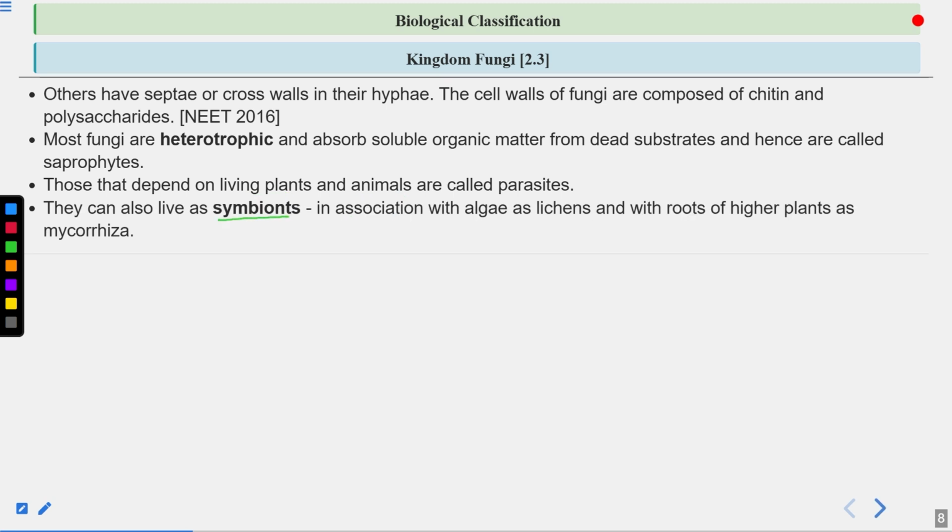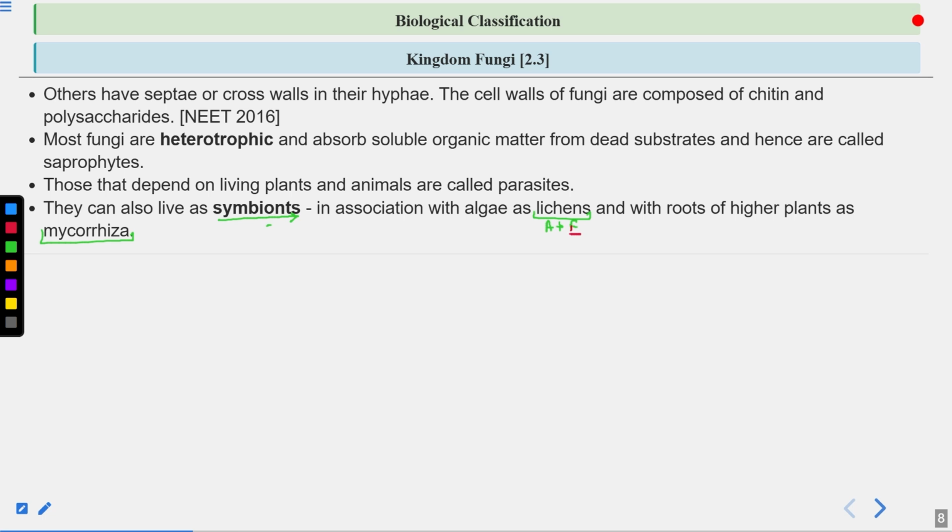Some are symbionts. In symbiotic association, both the partners are benefited. What are the examples of symbionts? Lichens and mycorrhiza. Lichen is an association between algae and fungus. Again, you should remember this fungus belongs to which class? This belongs to Ascomycetes. Clear?